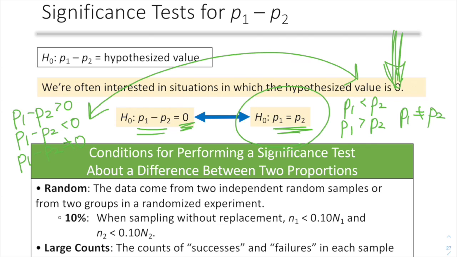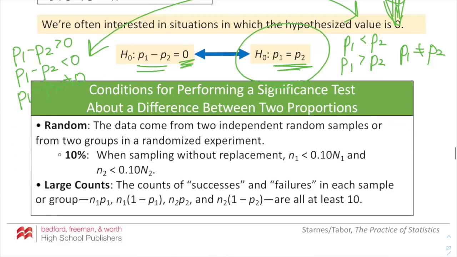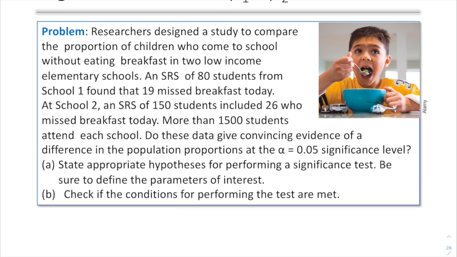So you have your three conditions: random, 10%, large counts, just like before. I'm going to skip checking conditions and only talk about stating the hypotheses. Researchers designed a study to compare the proportion of children who come to school without eating breakfast in two low-income elementary schools. A simple random sample of 80 students from School 1 found that 19 missed breakfast today. At School 2, 150 students were in the sample, and 26 missed breakfast. There are more than 1,500 students in each school. Do the data give convincing evidence of a difference in the population proportions at the alpha = 0.05 significance level?